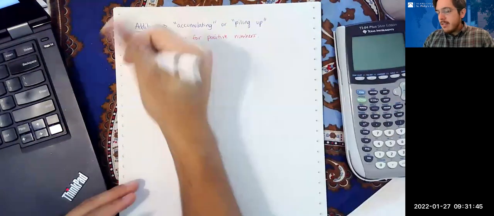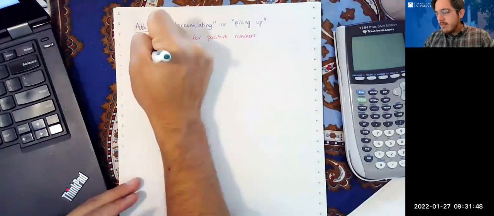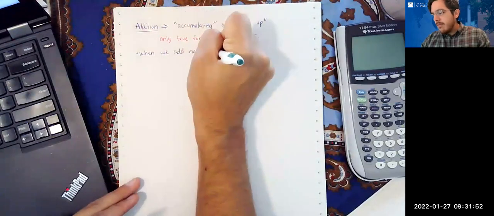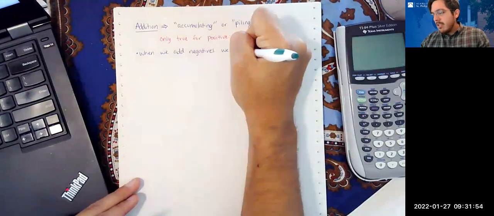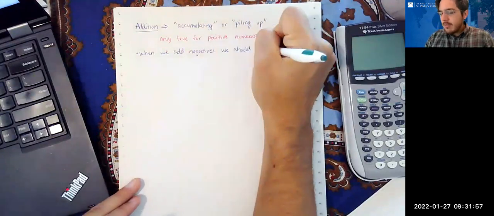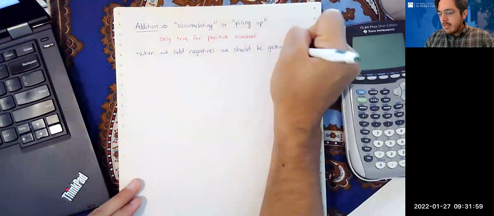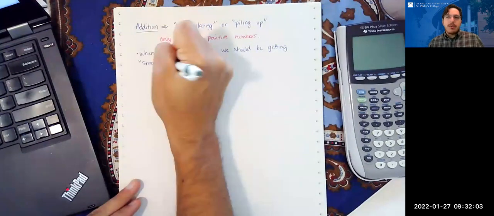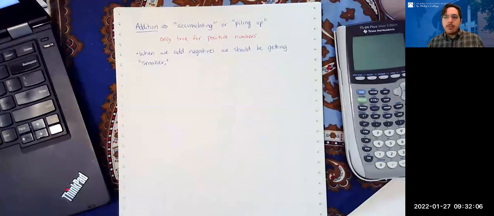When we add negatives, we should be getting smaller. I'm going to put smaller in quotations because the numbers will seem bigger as we move further and further in the negative direction because their absolute value is bigger, but we actually consider negative 100 to be a smaller number than negative 1.